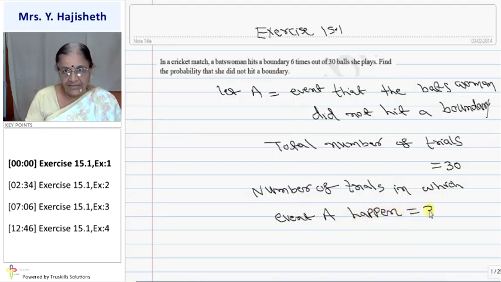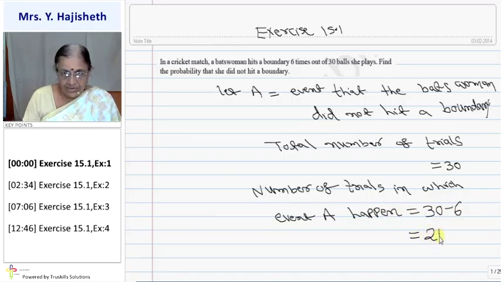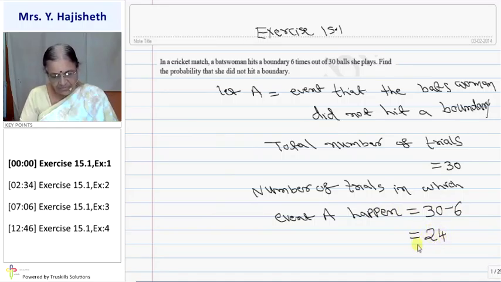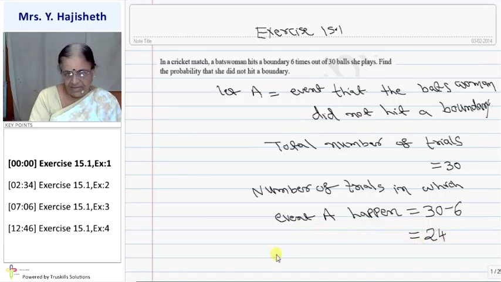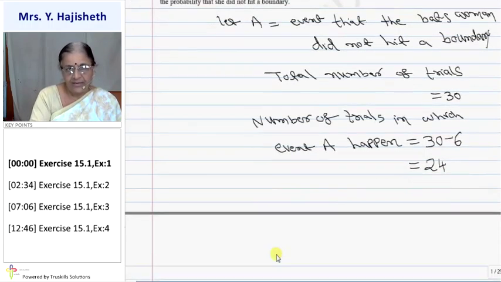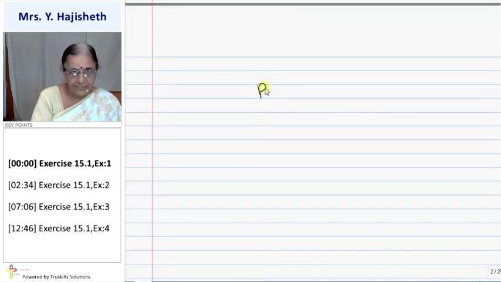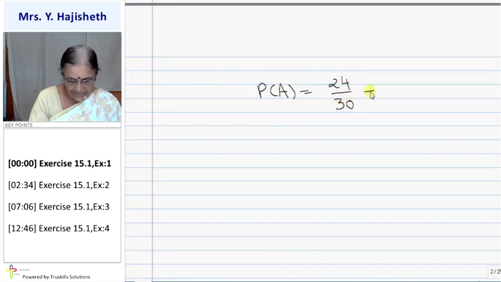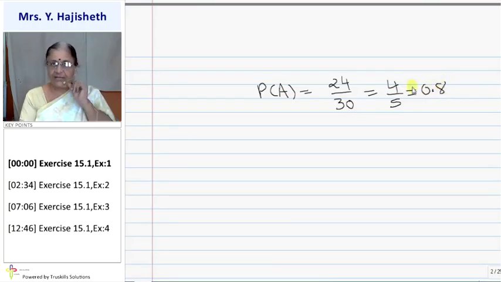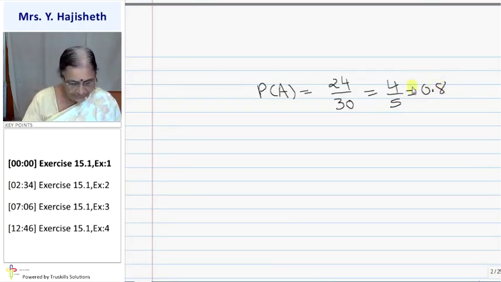is 30 minus 6. 6 times she hit the boundary. So 24 are favorable to event A. So what is my P(A)? My P(A) is 24 by 30. And that is 4 by 5. So in decimal, it is 0.8. You multiply with 2, 5 twos are 10, so 0.8.